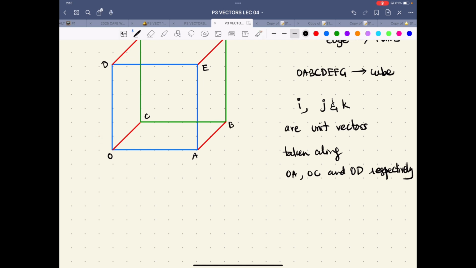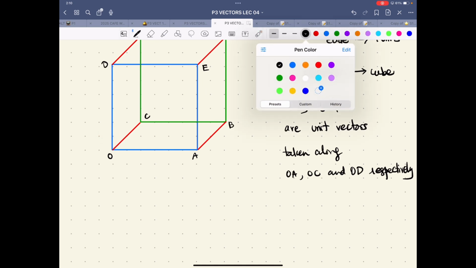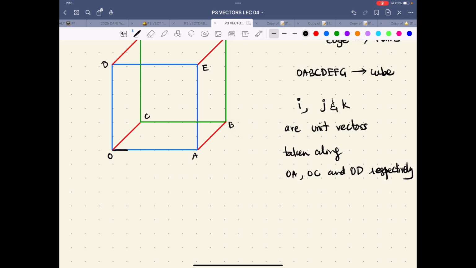So now let me label it. So first of all, I label this. This is I like this. This is J like this. This is K like this. Now it depends on the examiner from where they are doing the labeling. It's their choice. But it is necessary that these 3 axes are always mutually perpendicular. So I, J and K, they all are perpendicular to one another.